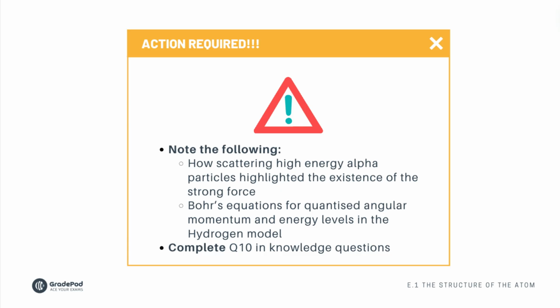I'd also like you to write down Bohr's equations that we've just talked about for his updated model of the atom. Those two equations are the equation for the quantized angular momentum for a hydrogen atom and the equation for the energy levels of the hydrogen atom. Pop them down. Then I'd like you to go to your knowledge questions and complete question 10.